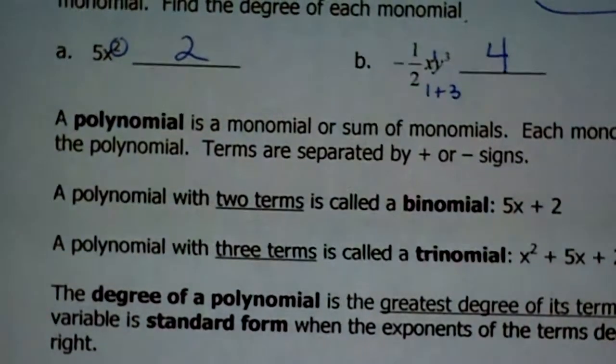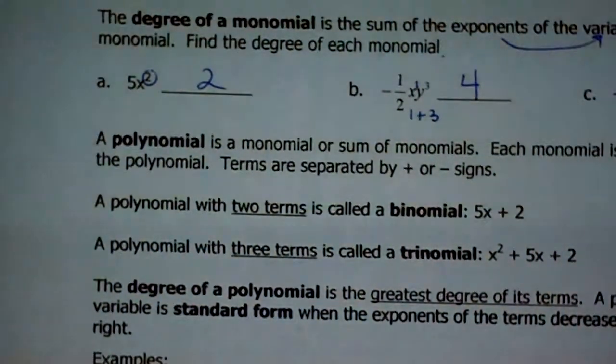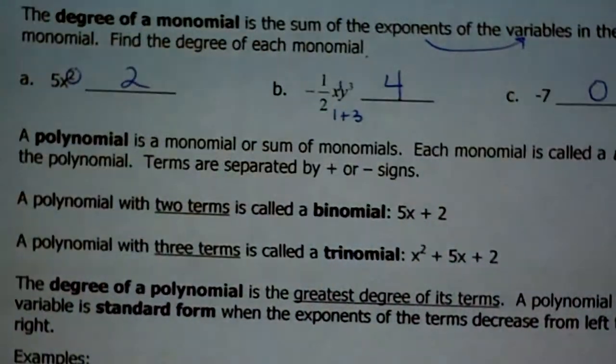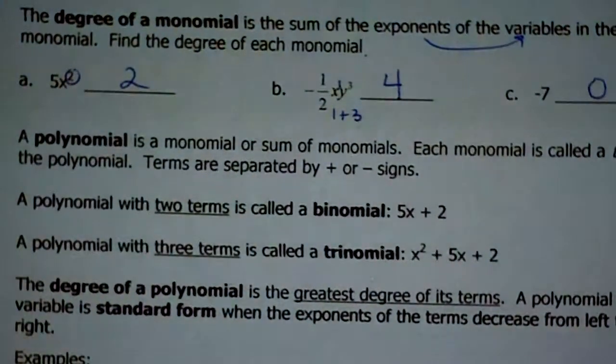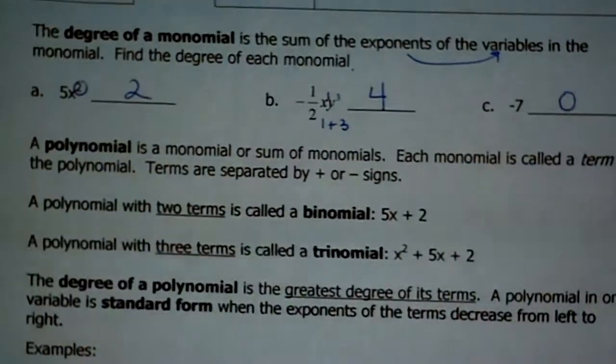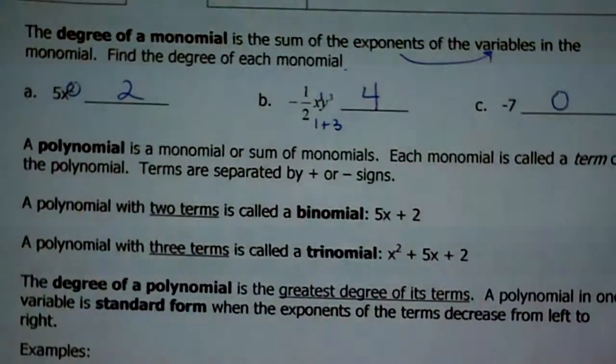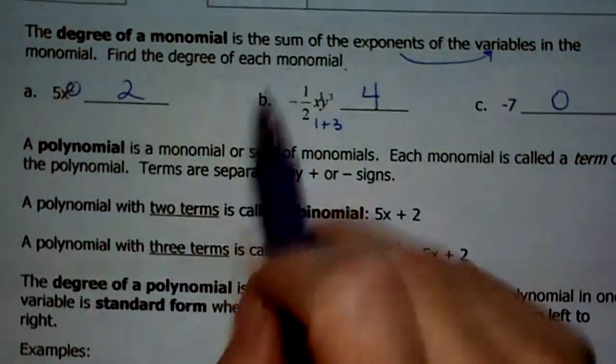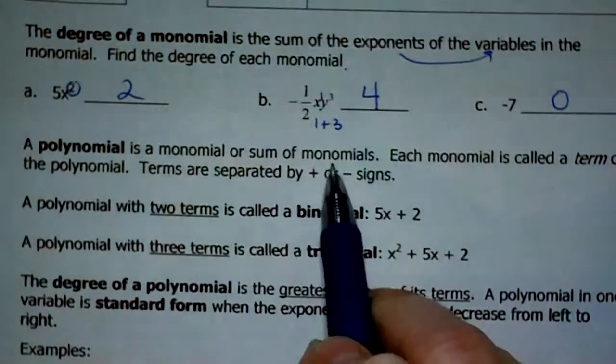All right, next. Finally, we're going to talk about what a polynomial is. That's the title of our notes today. A polynomial is a monomial. So they're kind of one and the same, or a sum of monomials. So it's kind of like that whole, is a rectangle a square or is a square a rectangle kind of thing. A polynomial is a monomial, okay? Or the sum of monomials.